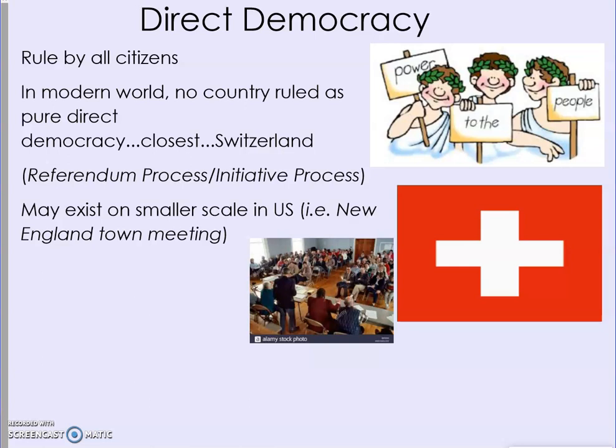Switzerland probably comes close. Your book talks a little bit more about the referendum and initiative process where citizens can propose laws and submit them to voters. You can read about that in a little bit more detail in your book. How we typically see direct democracy in our own country is on a really small scale, like a small town, New England town meeting where people meet together, they discuss and solve local problems. Again, really small scale. Can't be done with large populations.